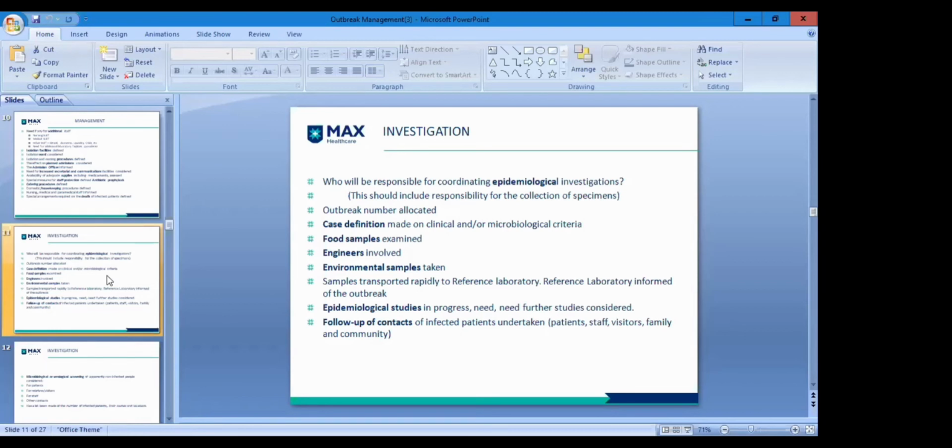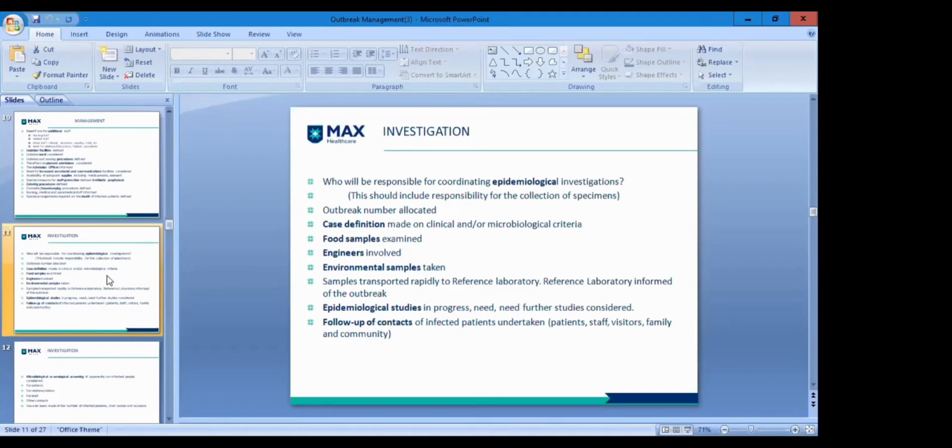The outbreak number needs to be allocated. We have to define whether 5 cases are there, 6 cases are there, or the number is increasing or decreasing. The case definition has to be made for clinical or microbiological criteria. So case definition simply means that we can define this is an outbreak and this is not an outbreak. So we need to have a clear case definition to define an outbreak management itself. The engineers are involved, or the food samples are examined.